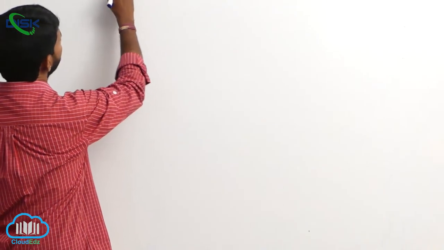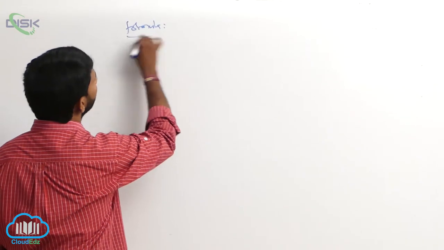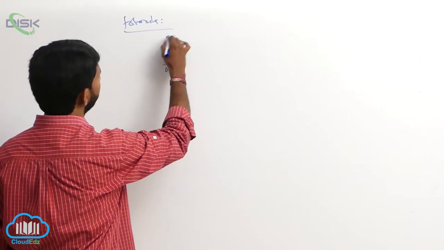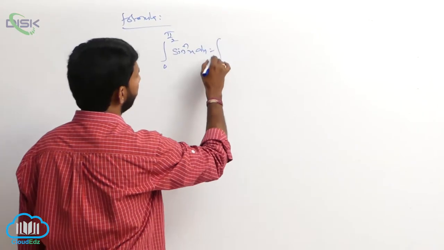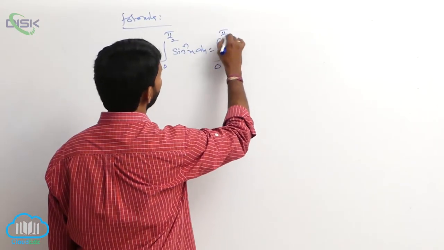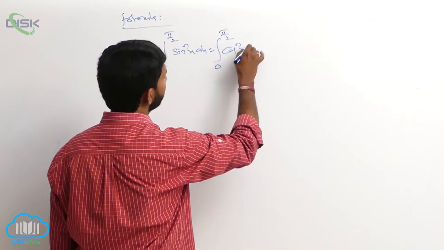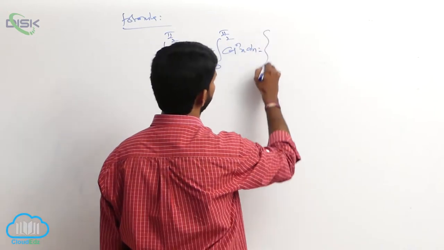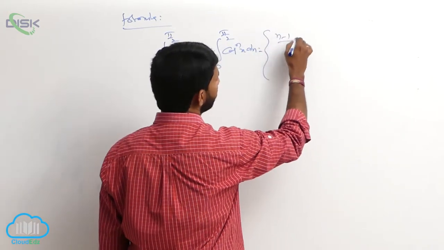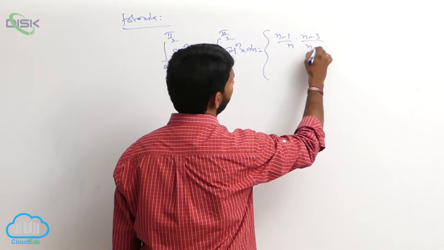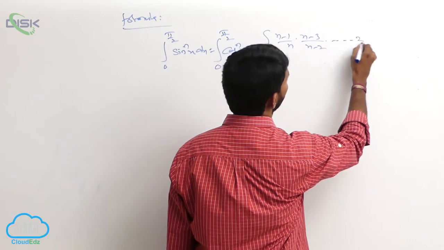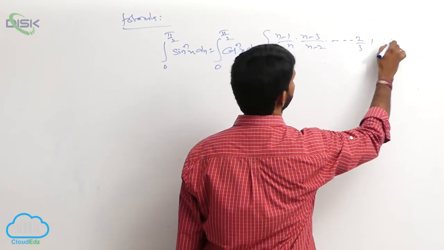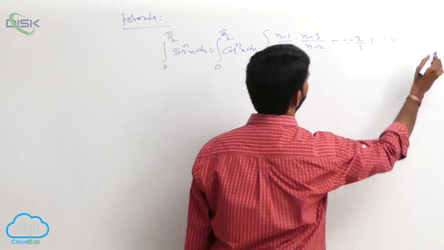Formula for integral 0 to pi by 2 of sine power n x dx, equal to integral 0 to pi by 2 of cos power n x dx, is equal to n minus 1 by n into n minus 3 by n minus 2, and so on, 2 by 3 into 1, when n is odd.